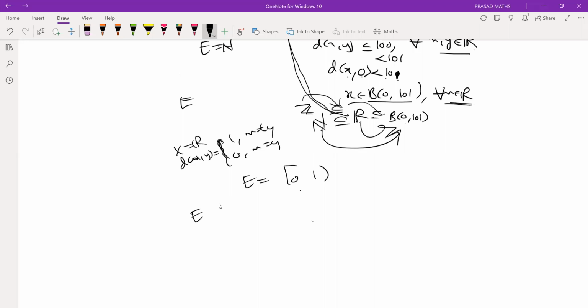Always. Any subset that you take in the discrete metric is always open, always closed. Any subset that you consider is closed, bounded, open, and of course bounded also.